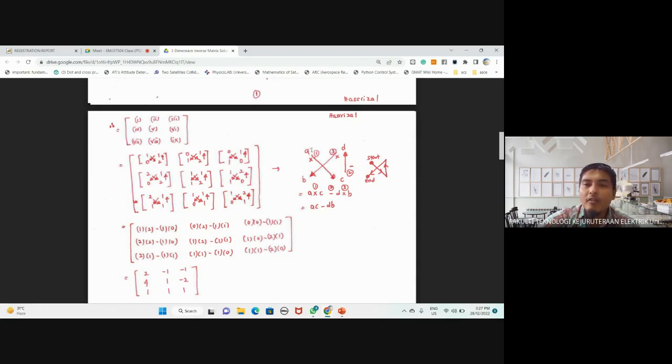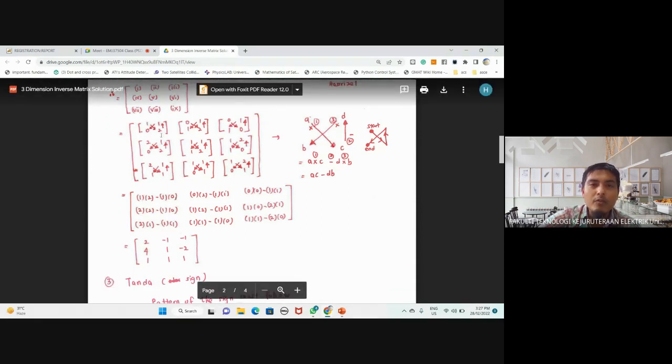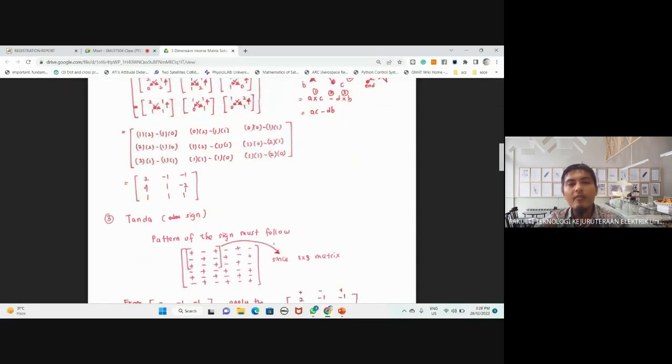If you cross, you need to multiply A with C. Go up, you need to minus D multiplied with B. So this becomes AC minus DB. Okay, so this is the pattern. You apply this pattern and then you can get this value: 1 multiplied with 2 minus 1 multiplied with 0, 0 multiplied with 2 minus 1 multiplied with 1, 0 multiplied with 0 minus 1 multiplied with 1, and so on. After you calculate everything, you get this value.